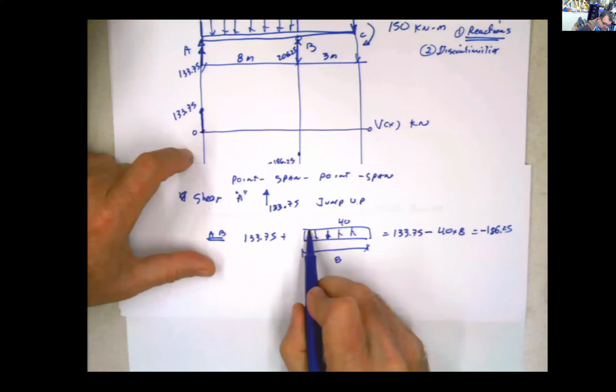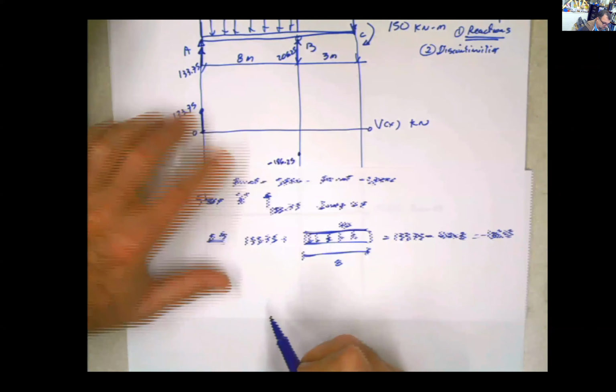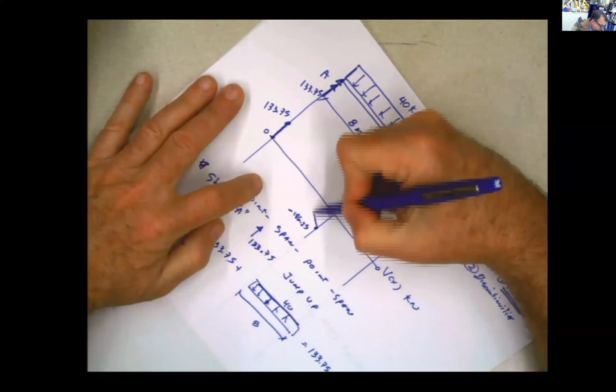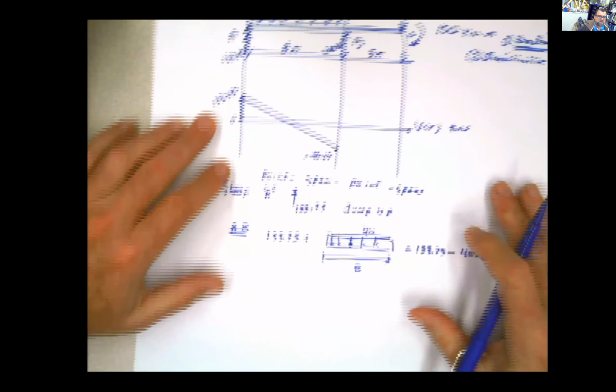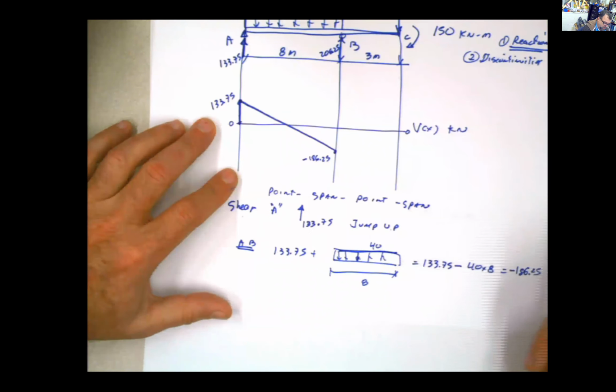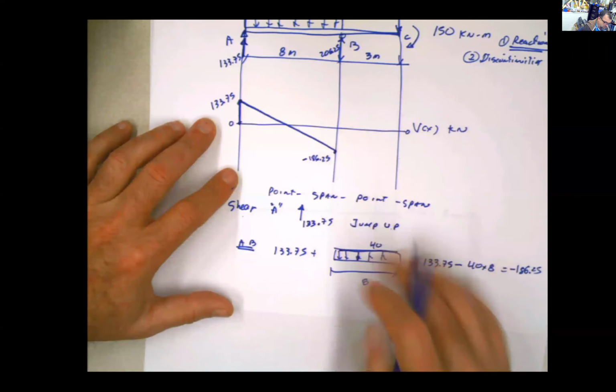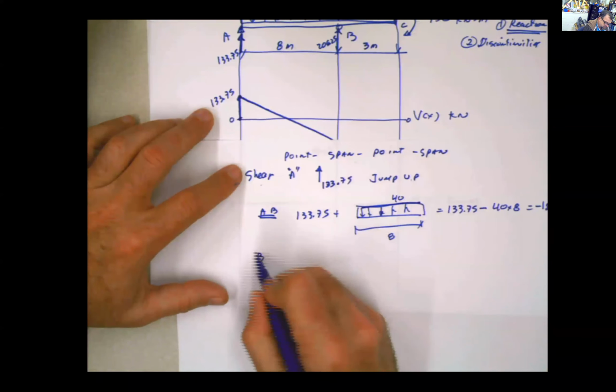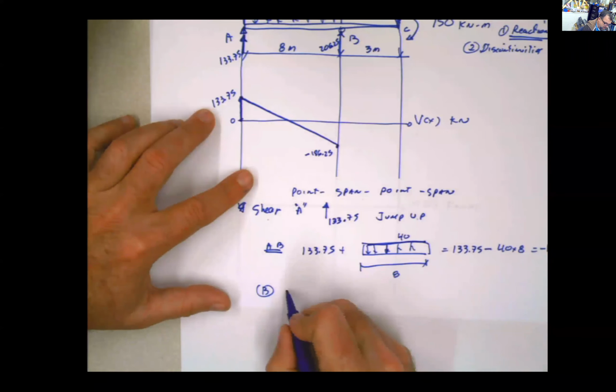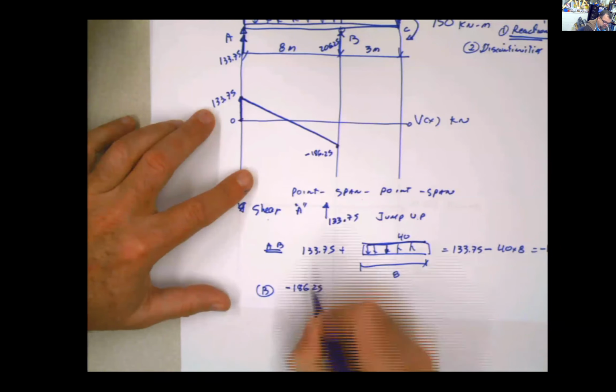Because this is constant, this is going to be a constant slope. First part. Now I go to the point B. My point B starts with 186.25 here.